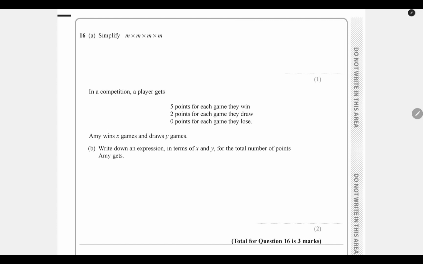Question 16a says, simplify m times m times m times m. So we know that if you have numbers or letters that multiply each other, we can write the indices. So it's 4 of them. So that's m to the power of 4.